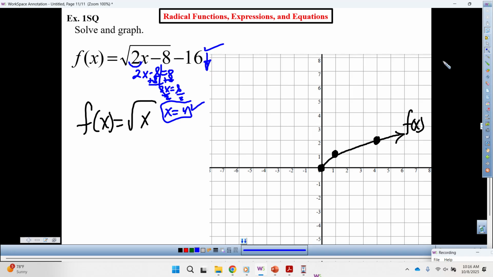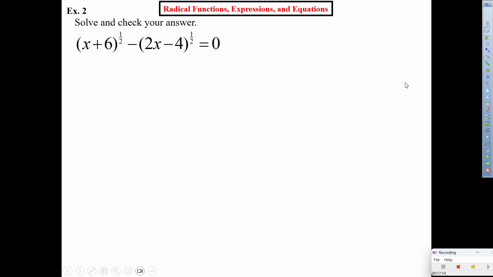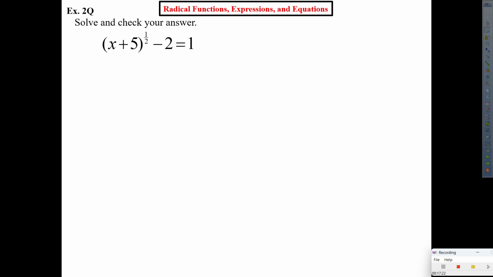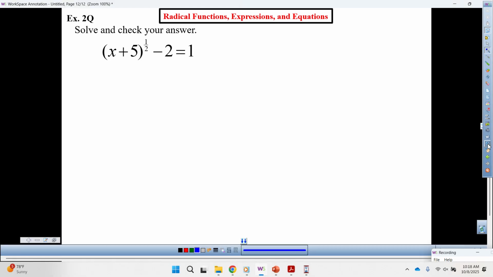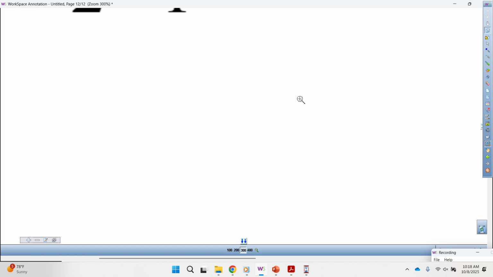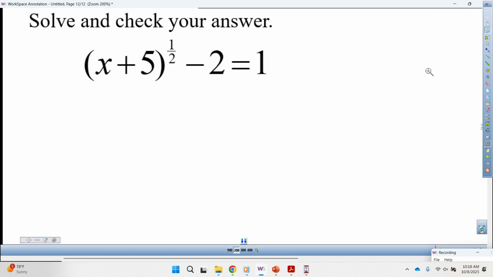All right, enough of that stuff. Yesterday we did this one before we left. Is that correct? All right, copy this one. Example 2Q. Write that down on your paper. This one goes in your notes, not on the graph paper. Parentheses, x plus 5, to the 1/2, minus 2 equals 1. It says solve and check.